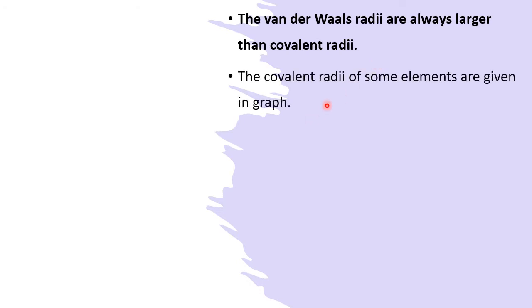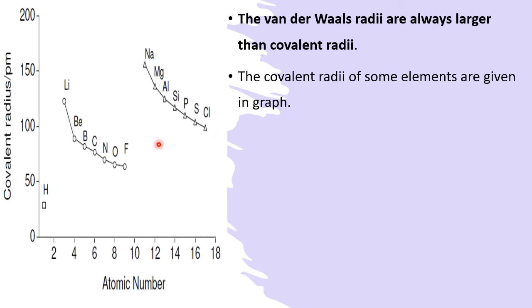The covalent radii of some elements are given in a graph. See, this is the graph. These are the covalent radii of lithium, beryllium, boron, carbon, nitrogen, oxygen, fluorine. These are members of the second period, and then members of the third period. Okay. So this is atomic number on this axis and covalent radius on this axis in picometers. You will draw some conclusions from the graph.